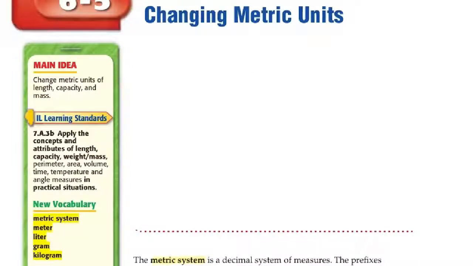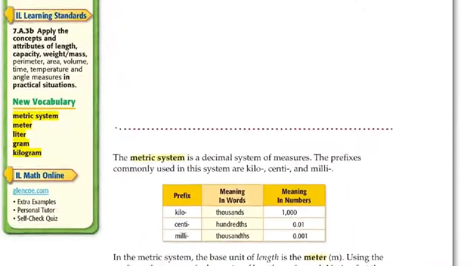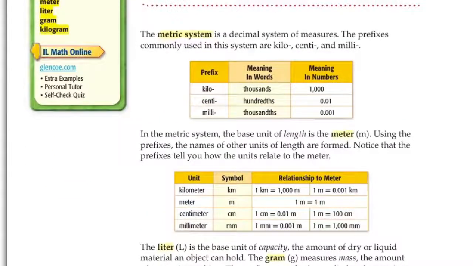Now, let's try to change some metric units. Let's see what happens when we do that. You've probably done some of this in science, I think, or I hope. The metric system is a decimal system of measures. The prefixes commonly used in this system are kilo, centi, and milli. Kilo is thousands, centi is hundredths, milli is thousandths.